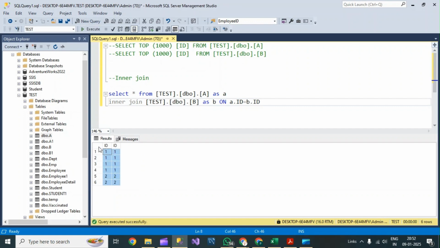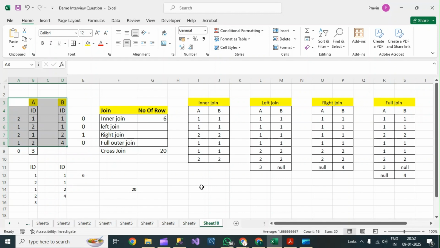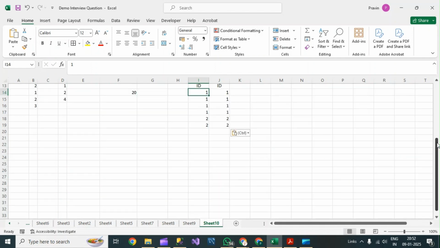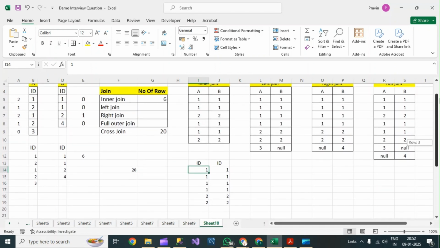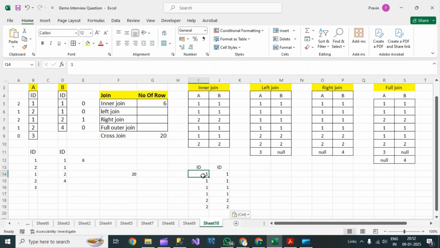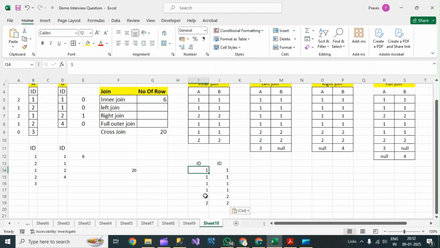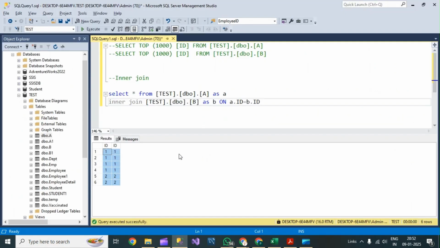we'll get this output. Okay, so we just verify whatever output we got. It will be 6 rows affected, and if you check it against what we wrote, it will be matching, right? 1 1, then 1 1, 1 1, 2 2, and lastly 2 2. Okay, so all the output will match.